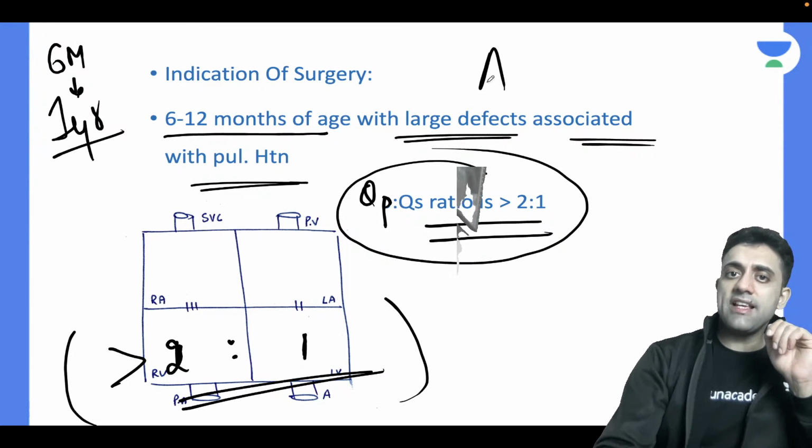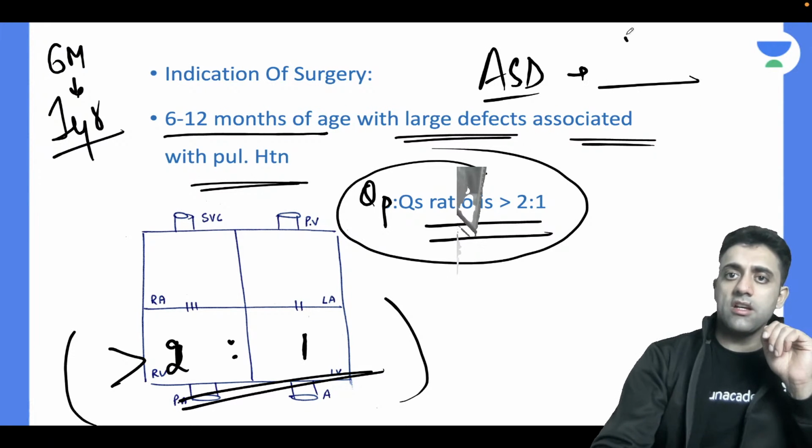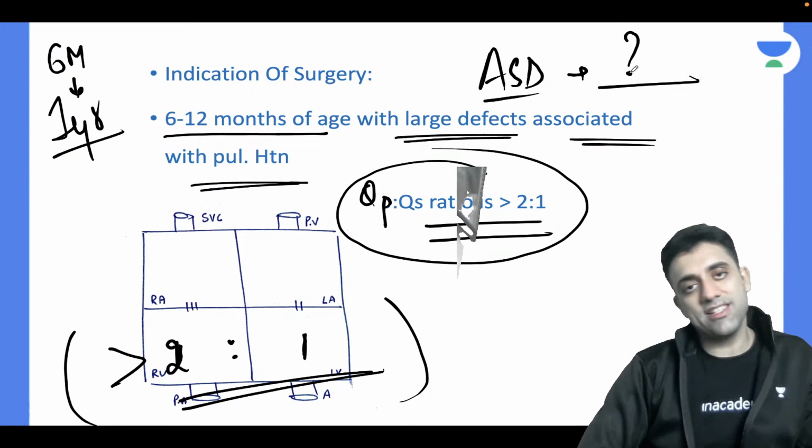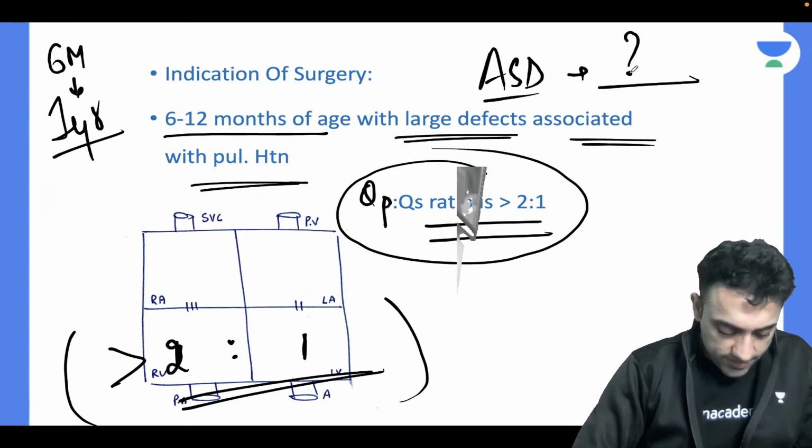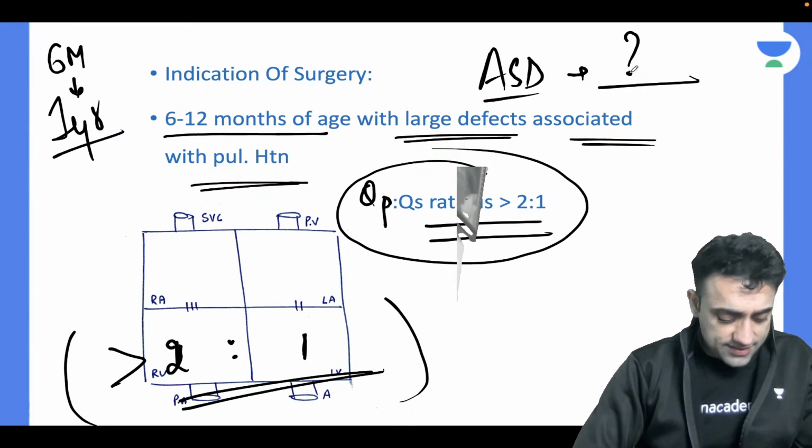And can anyone tell me, when should an ASD patient get surgery? When should a child with ASD get surgical correction done? Who will tell me? Yes. Exactly.